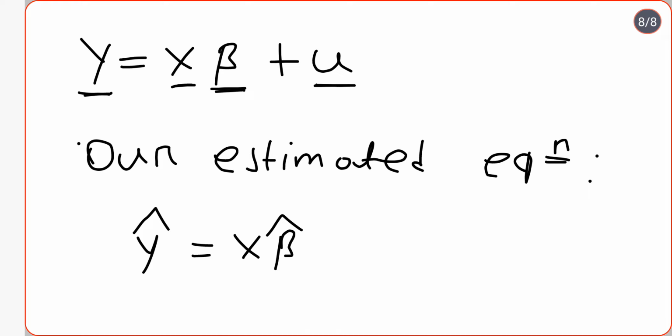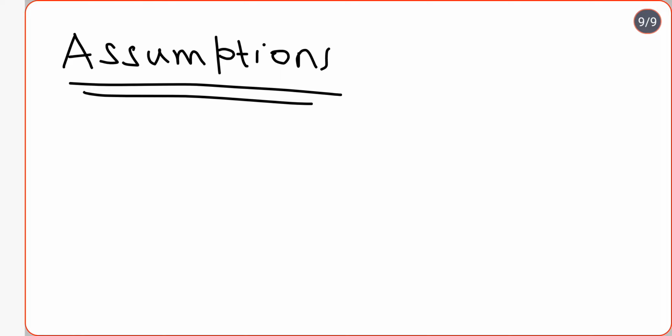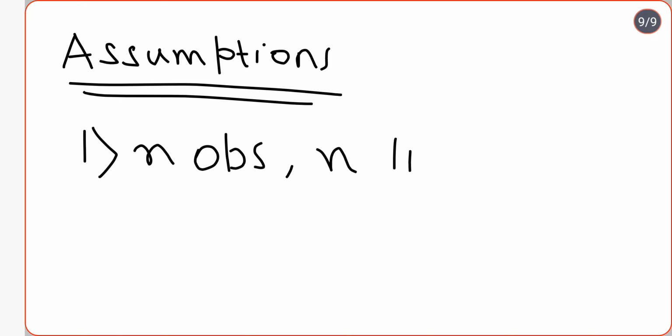Okay, now leading to the next part, what are the assumptions of the OLS technique? What are the assumptions of the ordinary least square method? So the first assumption is there are n observations in the model, and if there are n observations in the model, then there are n linear equations. Otherwise we won't be able to solve for the values of the parameters.